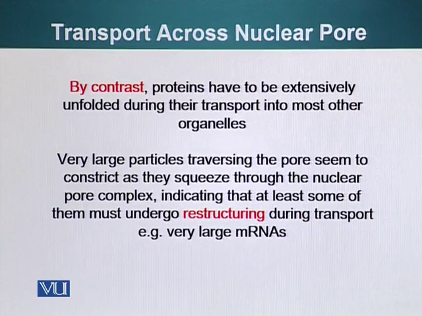We have talked about these issues already, but very large particles traversing pores seem to constrict as they squeeze. Although we have said the diameter of the aqueous channel formed by the nucleoporins present in the nuclear membrane is about 9 nanometers, even larger assembled protein particles can also get through it. It seems like there is some restructuring of the nucleoporin proteins that form that channel, and that allows even larger particles to get through.